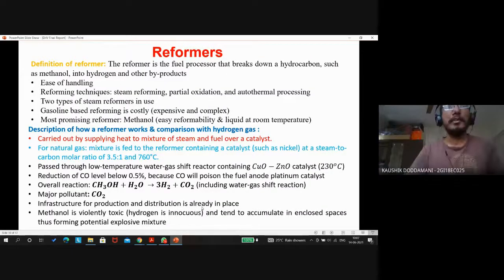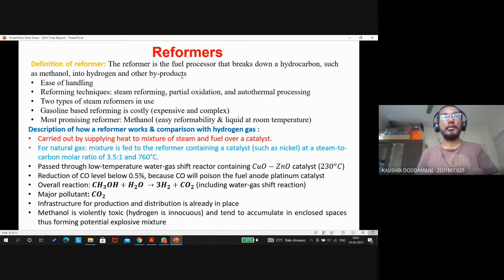Coming to reformers, the definition of a reformer is a fuel processor that breaks down a hydrocarbon into hydrogen and its other products. The best example is methanol. What is the need of having a reformer? These are the advantages. It is easy to handle. Compared to hydrogen, we know that it is very inflammable, so it is difficult to handle. The reformer gives you easiness in handling the energy resource, like methanol.